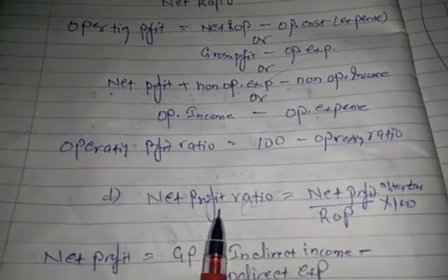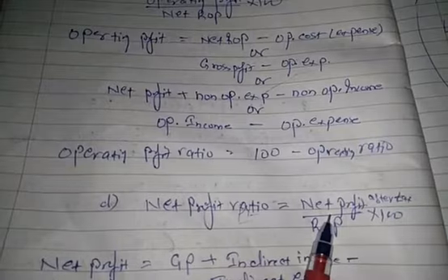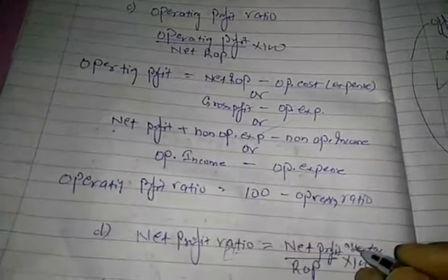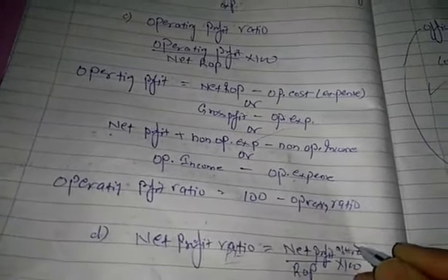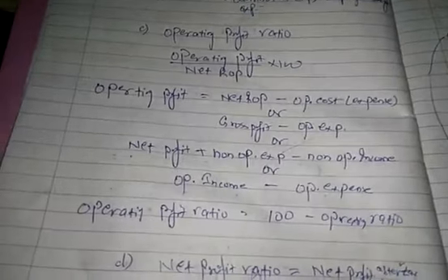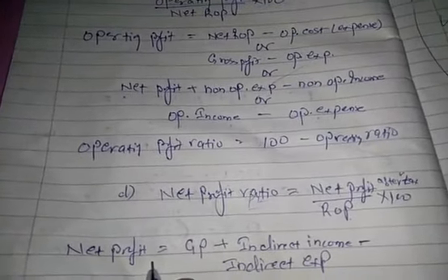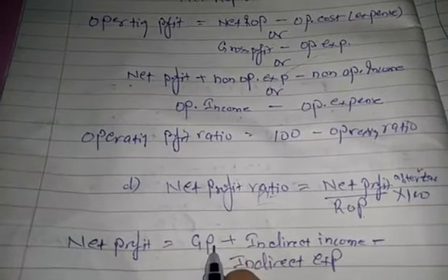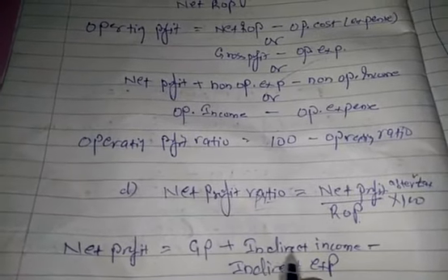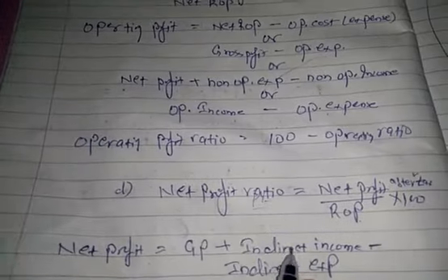Now the second last is net profit ratio. Net profit means it is after tax, the final amount. After tax, net profit by net sales into 100. Net profit means gross profit plus all the indirect income minus all the indirect expense.